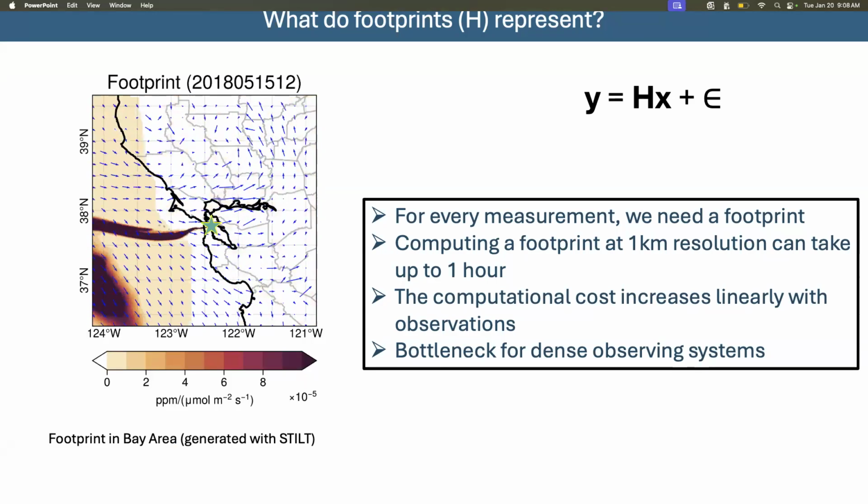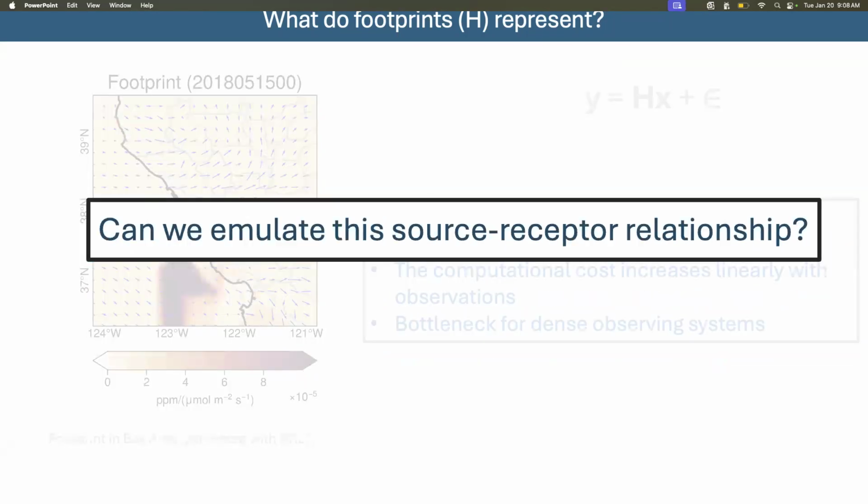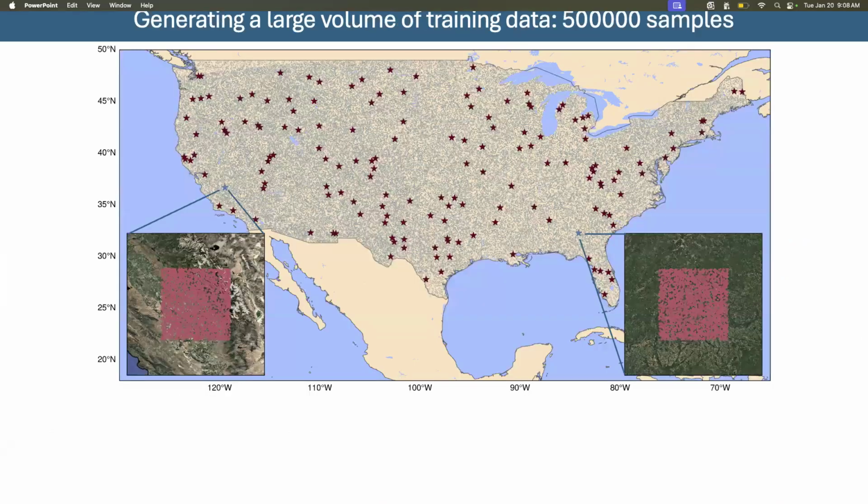So what I am focusing on during my PhD research is, can we emulate these source-receptor relationships? In other words, can we use machine learning to compute these footprints on the fly? For that, I have generated a large amount of training data, about 500,000 training examples across the whole country, to train our FootNet model.